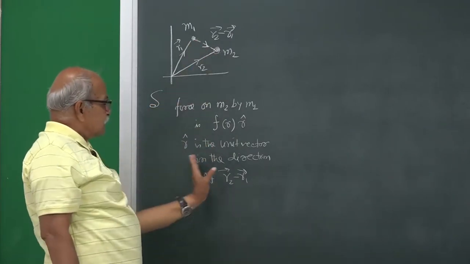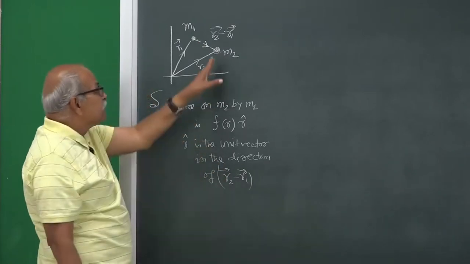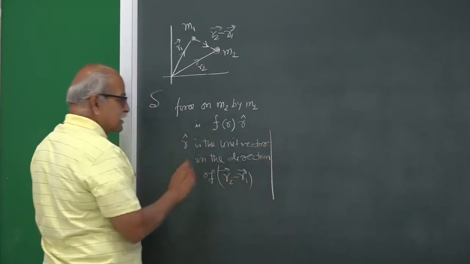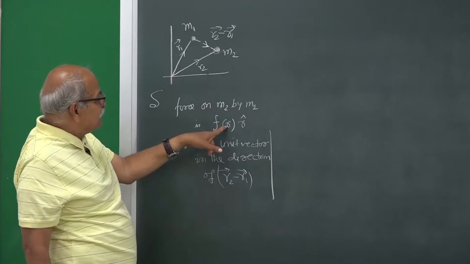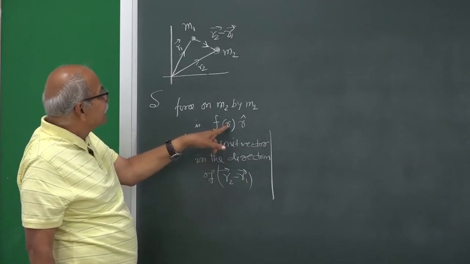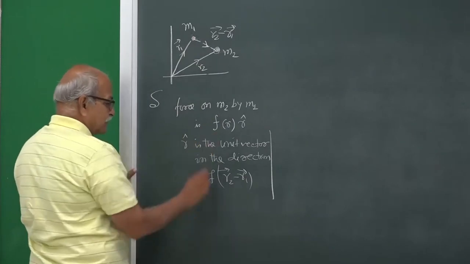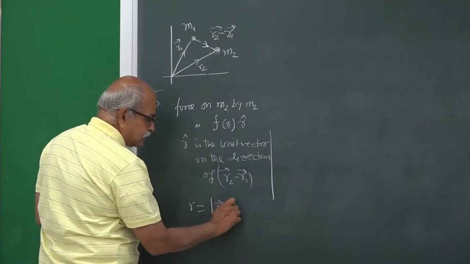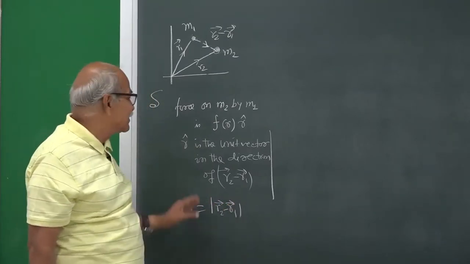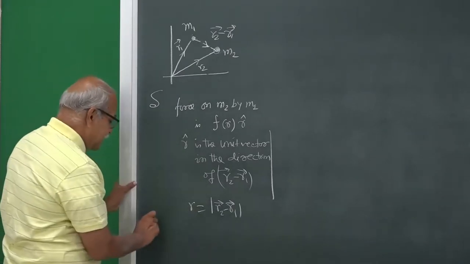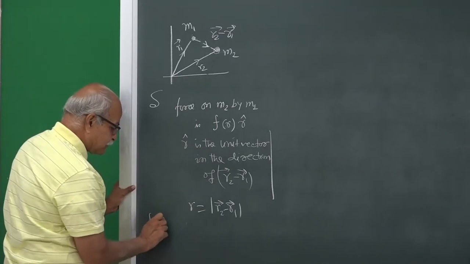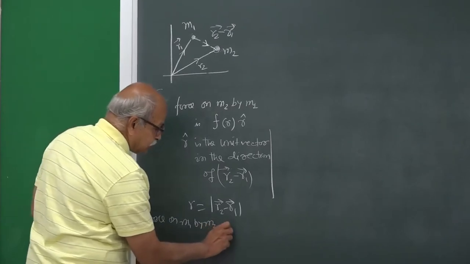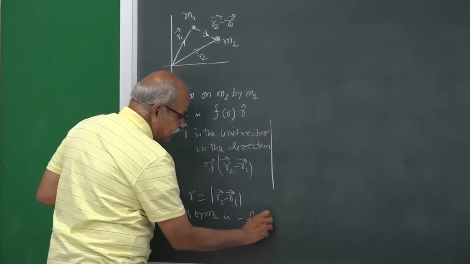So the force is in this direction. If it is attractive, it is opposite. If it is repulsive, it is like this. So this is that r cap vector, and the magnitude of the force is dependent only on this r. This r is the separation between these two particles. So this r here is the magnitude of the vector r2 minus r1. So this is the situation, and the opposite force on m1 by m2, by Newton's third law, is minus F of r in the r cap direction.